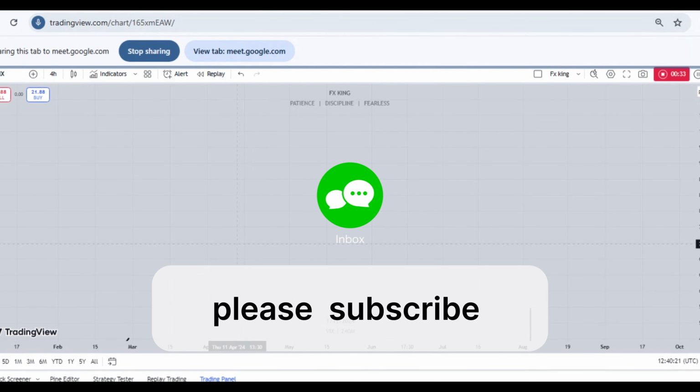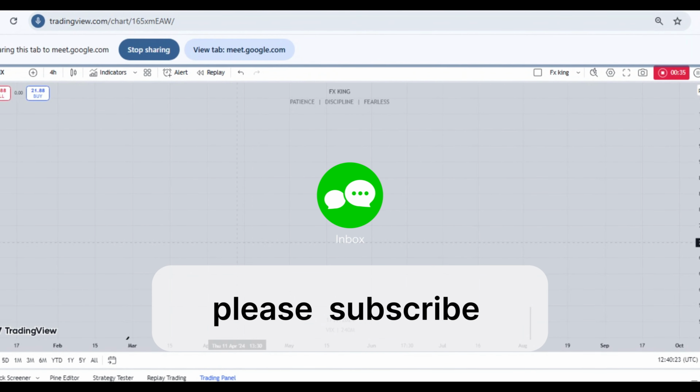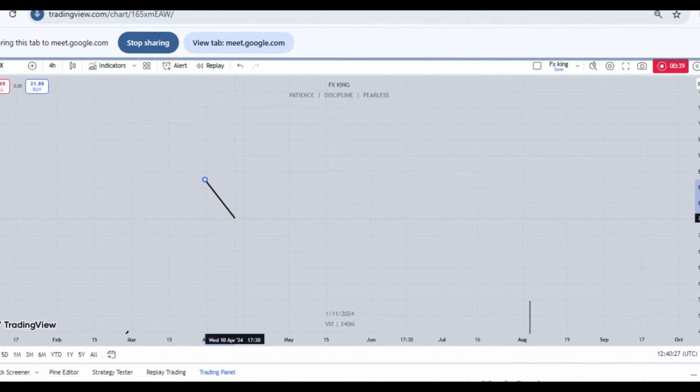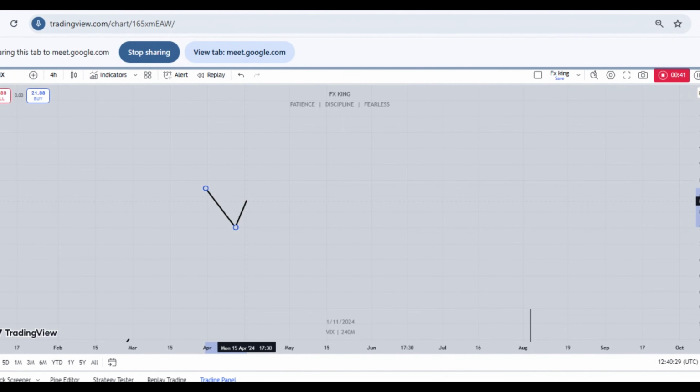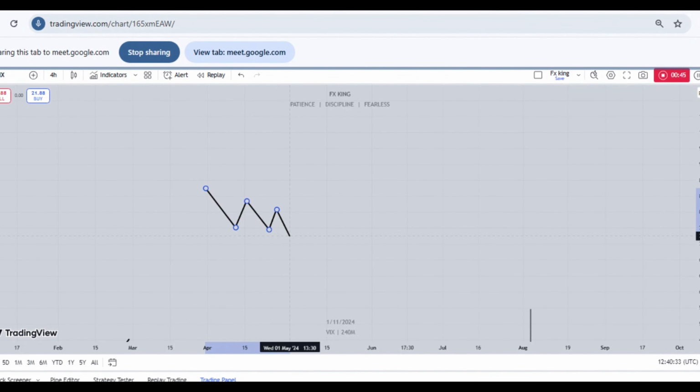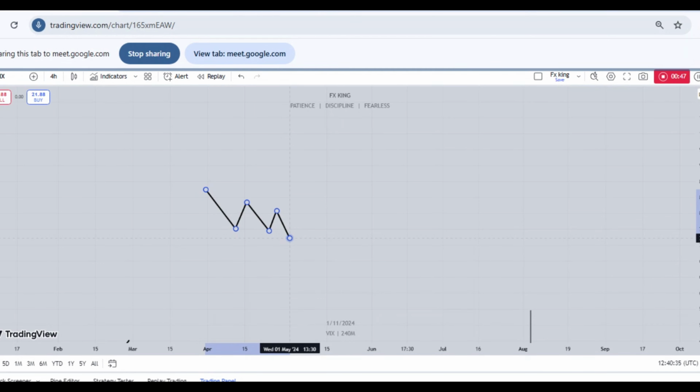With this change of character, the market needs to be reacting from a higher time frame zone. Let's say we have a market that has correctively been going down, and all of a sudden the market reacts from a higher time frame zone, like maybe something like this.